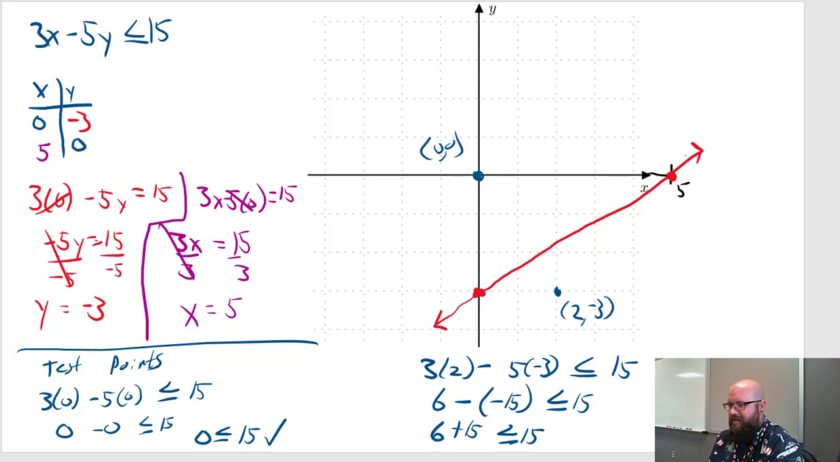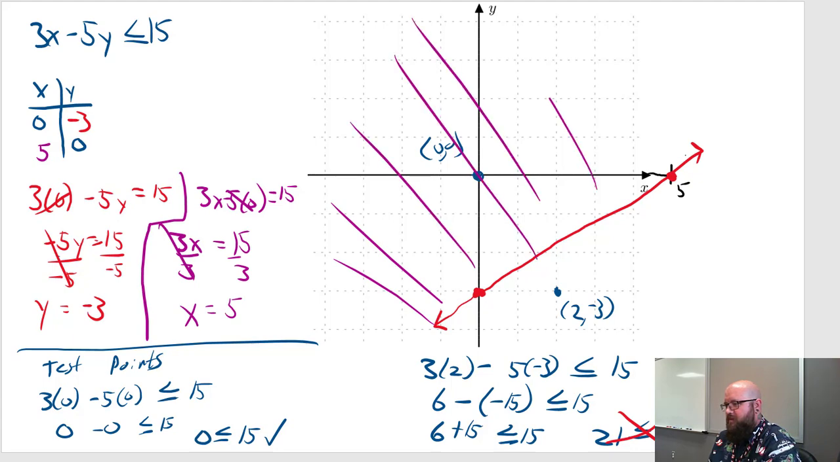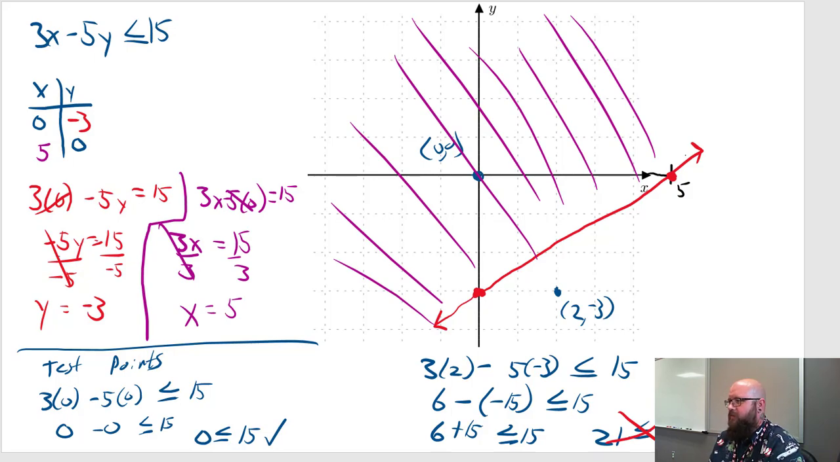Well, we can already tell that's not going to work out, right? Because that's going to give us 21 less than or equal to 15. Does that work? No, 21 is definitely greater than, so that's no good on that. So what that tells me is, since this 0, 0 point worked, then our shading should be up this way. We have a shade going this way on this graph, all right? That's what you're looking for.